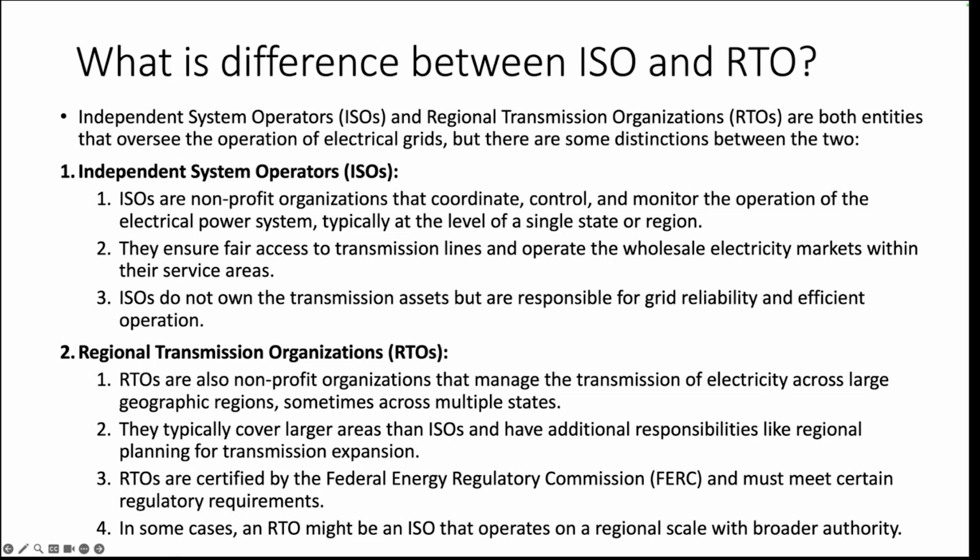ISOs are non-profit organizations. They do not own the transmission assets, but are responsible for grid reliability and efficient operation. RTOs, on the other hand, are also nonprofit organizations that manage the transmission of electricity. They typically cover larger areas than ISOs and often have additional responsibilities like regional planning for transmission expansion. In some cases, an RTO might be like an ISO that operates on a regional scale with broader authority. And I know this is confusing, but it's still useful to be exposed to it.